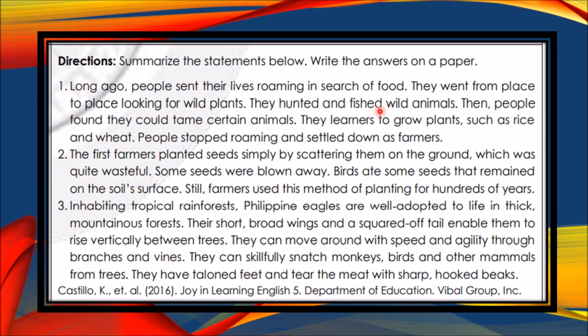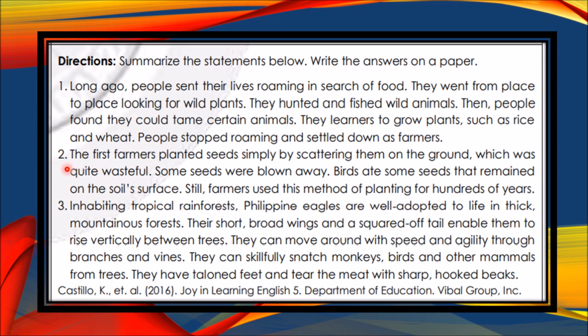Hunted and fished. Then they could tame certain animals and they grew plants such as rice and wheat. Then they settled down as farmers. Just shorten it. These two long sentences, you will just find the main example and combine them so that you can summarize. The long words, like the learners grow plants, you just find the main topic. This is the main topic, about people long ago, the wanderers. Then the supporting details, you will combine those.